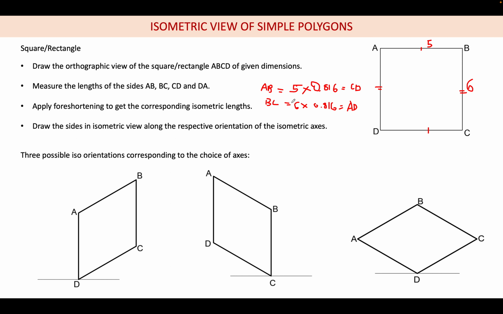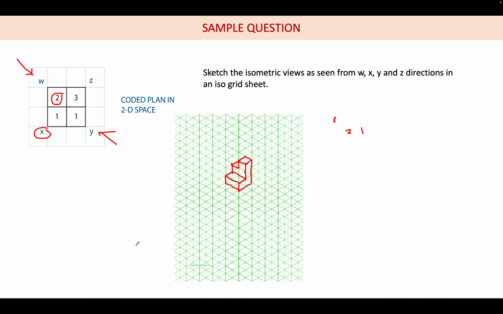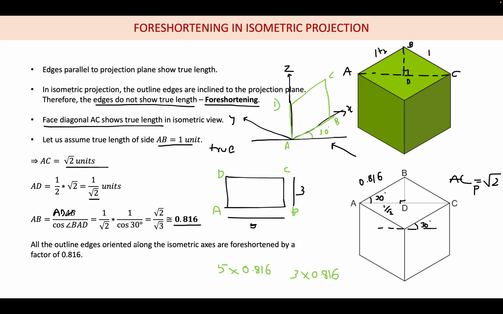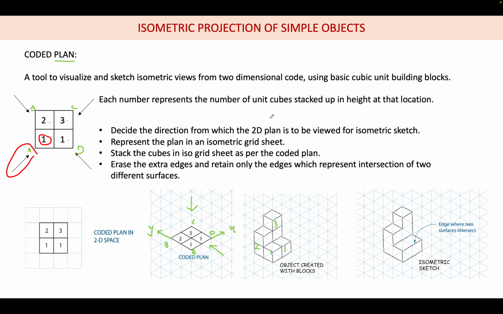So now after getting these values, we have to draw the sides in the isometric view along the respective orientation of the axis. As I told, there are 3 possible choices. I mentioned that I just drew one case. You can see in this rectangle I have drawn only one case, but you can select either X and Z, or Y and Z, or X and Y. So that only we are going to see now.